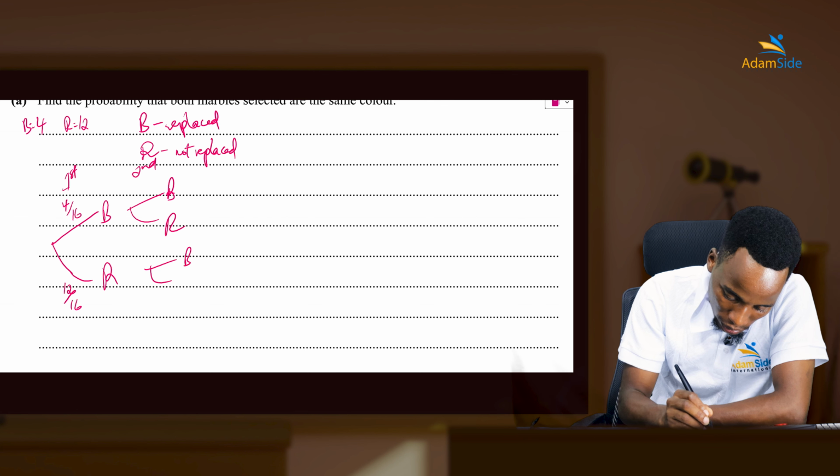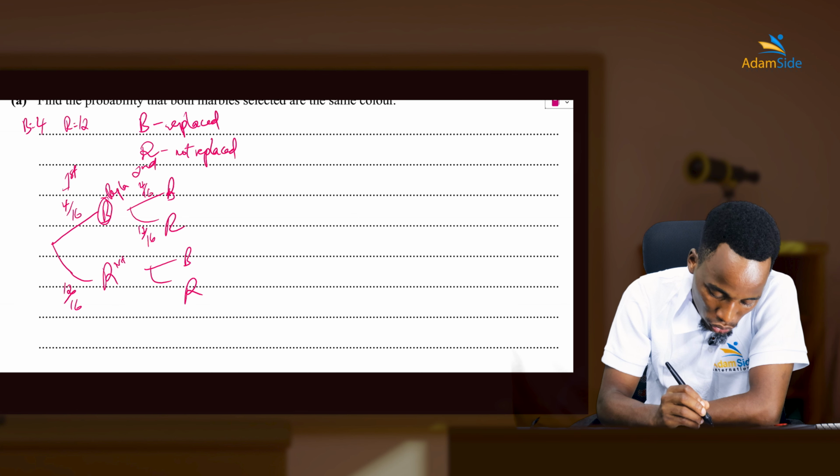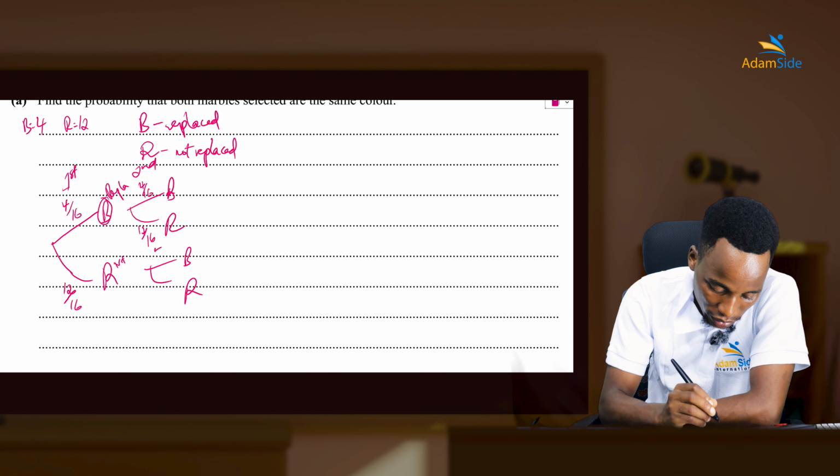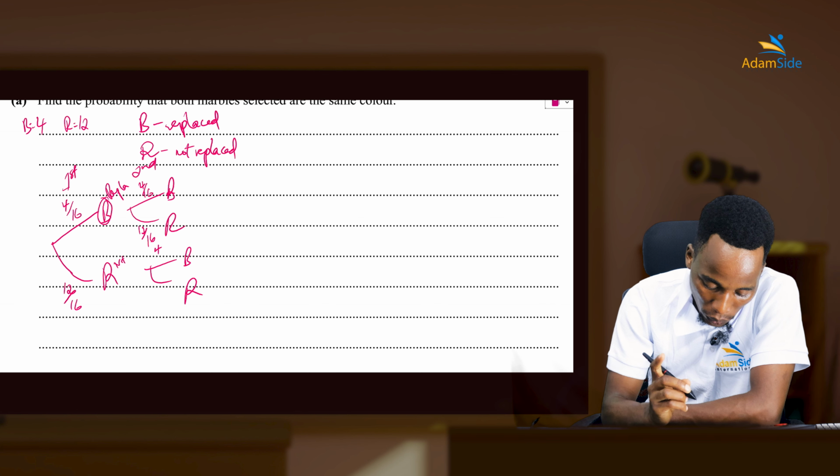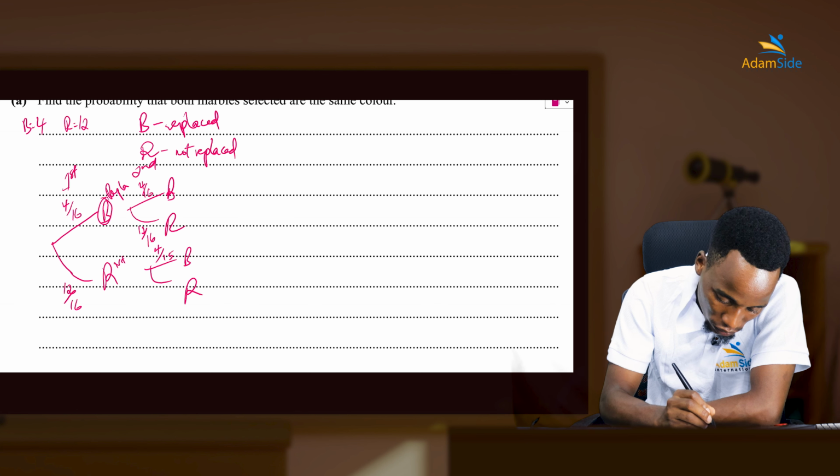Remember, here for the first one, if it's chosen, then it's replaced. So we have the same number. So the probability of getting blue again will be the same thing. So it's 4 of 16. And here it will be 12 over 16. While here it is not replaced. So if it's not replaced, assume the first one chosen is red. So blue will have the same number, so it will have 4. But the total now will be reduced by 1. So now we'll have a total of 15. And remember, the one which is selected at the first is red and is not replaced. Now we'll have 11 red out of 15.